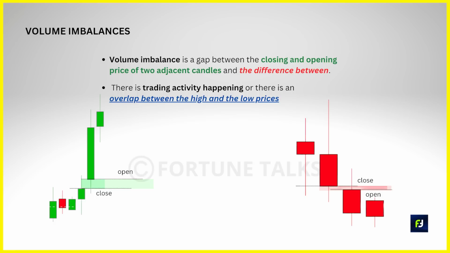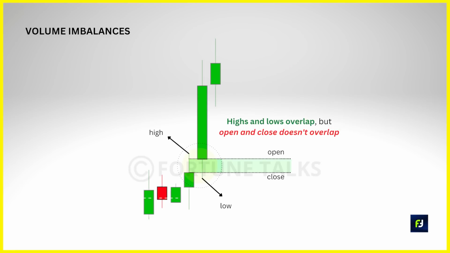Next up is volume imbalances. A volume imbalance is a gap between the closing and opening price of two candles and the difference in between. A volume imbalance, in fact, has trading activity happening, or there is an overlap between the high and low prices when compared to a price gap. Now, a quick example of a volume imbalance would be from this closing price to this opening price. And also we have a gap. However, the price did manage to trade through these areas. So it is indeed a volume imbalance and not really a price gap.